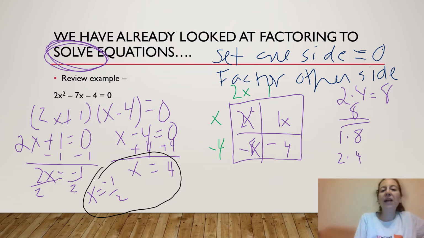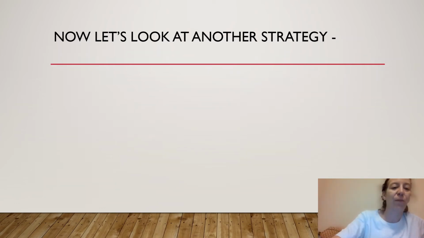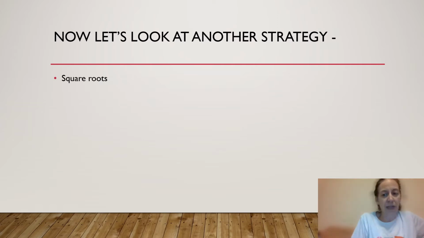Okay, and so that is something we've already looked at, but I spent 5 minutes reviewing it because it is important enough that it is worth 5 minutes to review. Now we're going to look at another strategy, okay? This strategy is just using a square root.